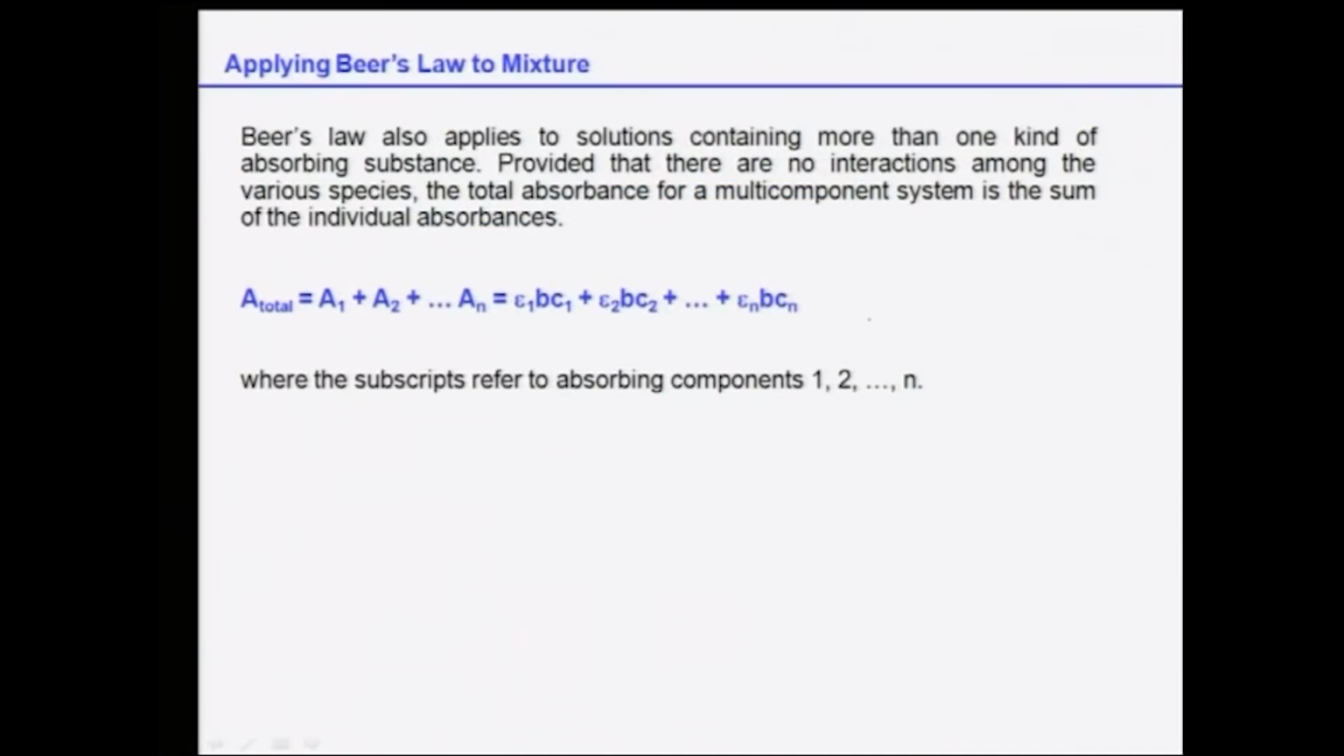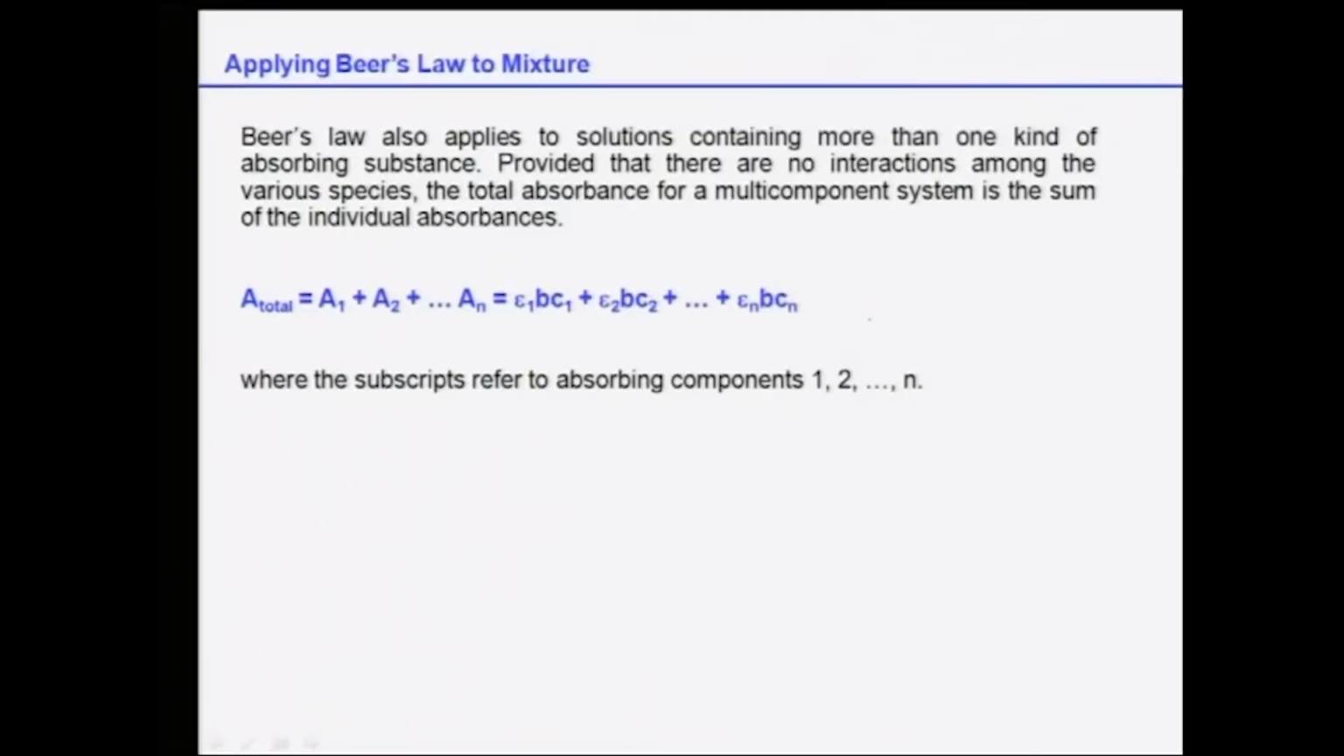Now one can actually apply this to a mixture. This law is nothing but additive. So Beer's law can be applied to any solution containing more than one kind of absorbing species or substance. Obviously we need to consider the fact that there is no interaction between these species. So total absorbance is nothing but the summation of the individual absorbances. That means I can write A total is equal to the sum from i equal to 1 to n of A i. That is what I can say, and this is very straightforward.